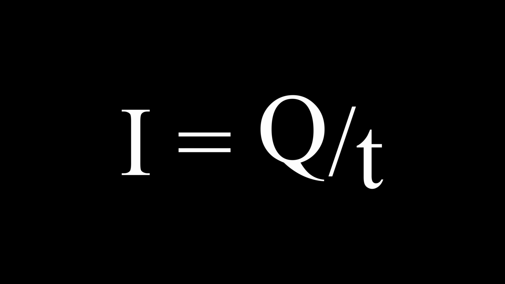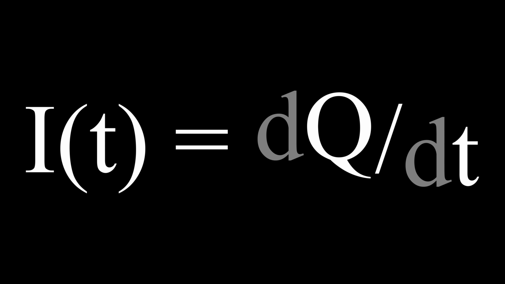If we take the formula for electric current, which is I equals Q over t, and work in the same way, we get this equation. This represents the rate of change of charge with respect to time.